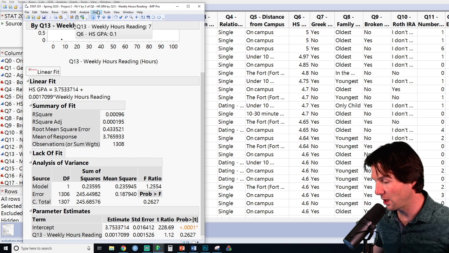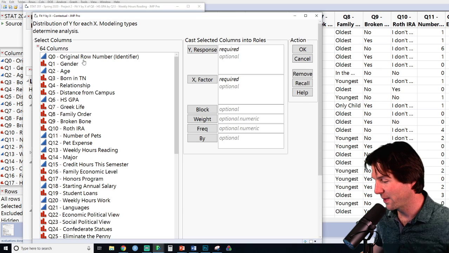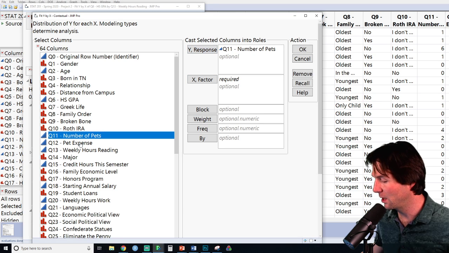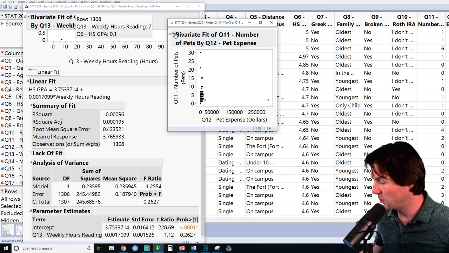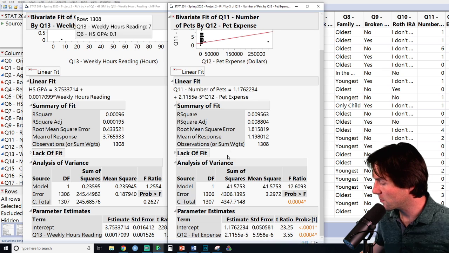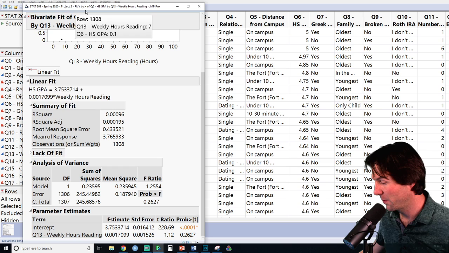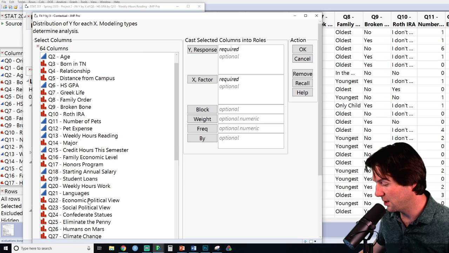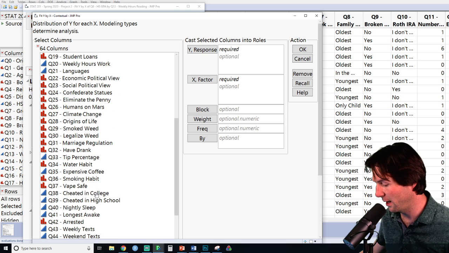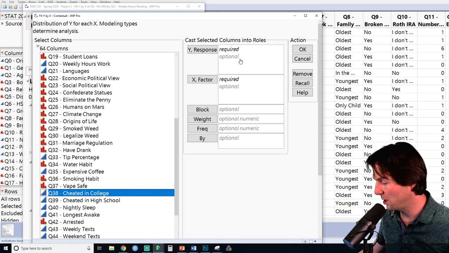Let's show one where we actually get an R squared that's decent. And we're going to go here. We're going to explain how many pets people own by how much they spend on their pets. Yep. And if you notice, there's some outliers there. Here we get an R squared of really bad again. I'm going to try again. Let's go to analyze. We'll give it another shot here. Third try's the charm. And let's see if we can explain how many times people have cheated in college.